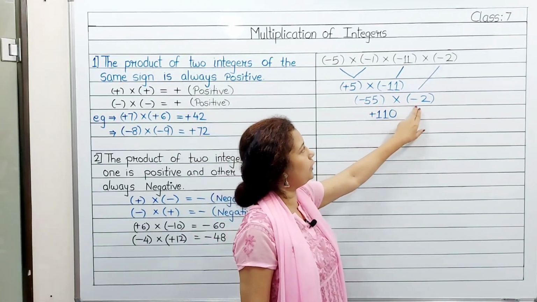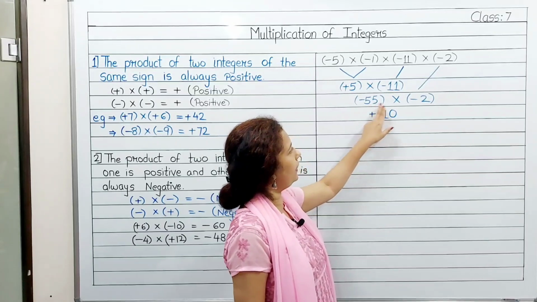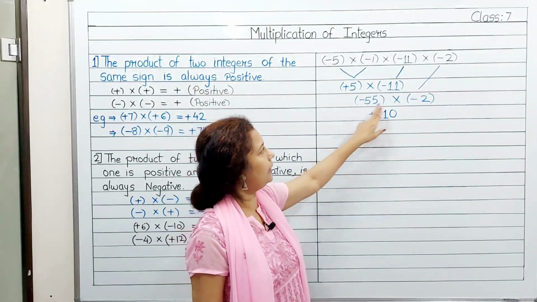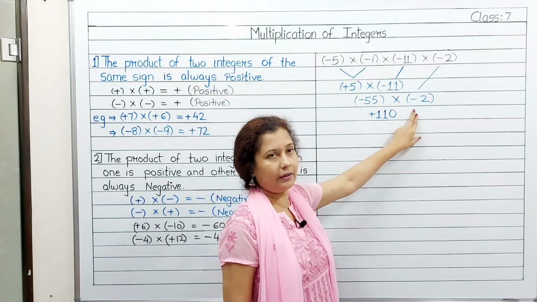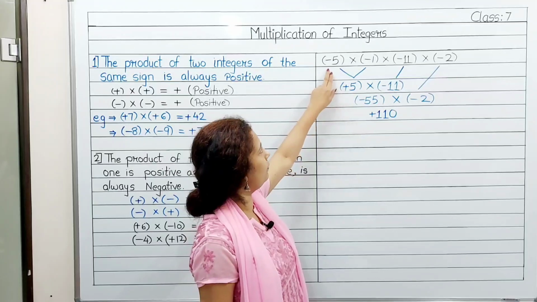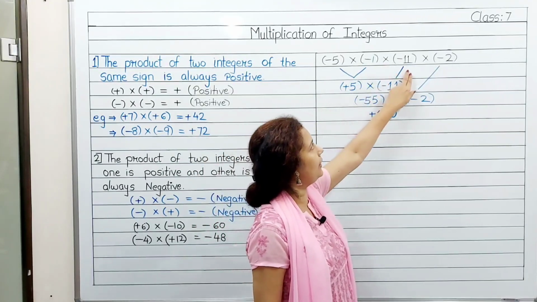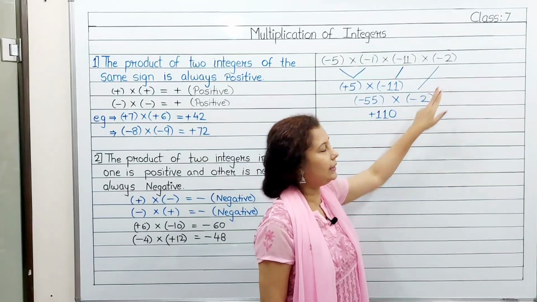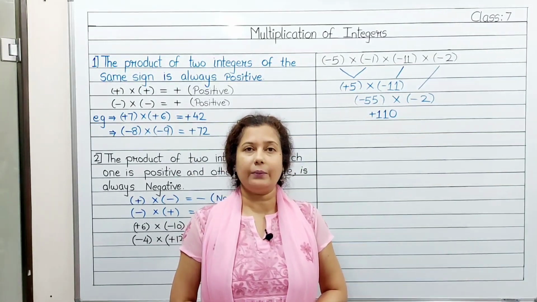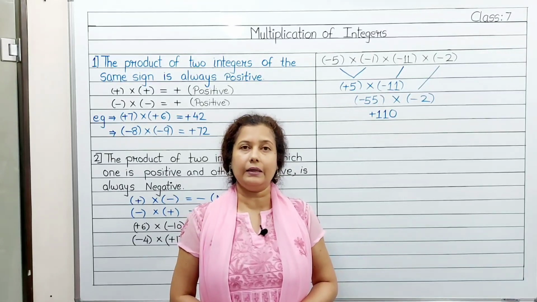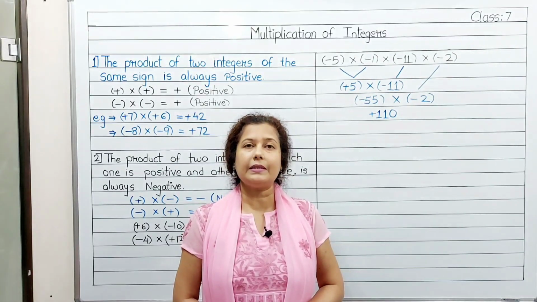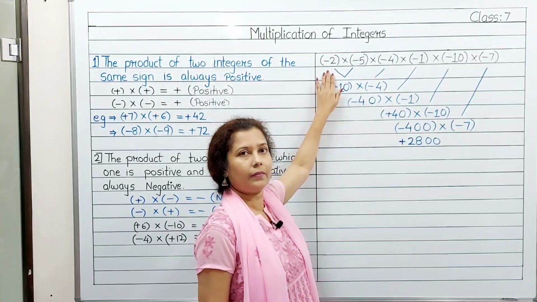Minus 55 into minus 2. 55 into 2 is 110. Both the integers are having the same sign, so the result will be positive. So the product of minus 5 into minus 1 into minus 11 into minus 2 is plus 110. So when we multiply an even number of negative integers, the product is always positive. We will take one more example.